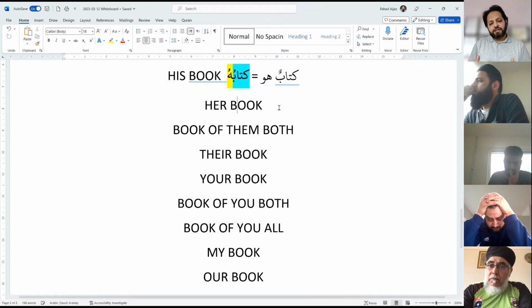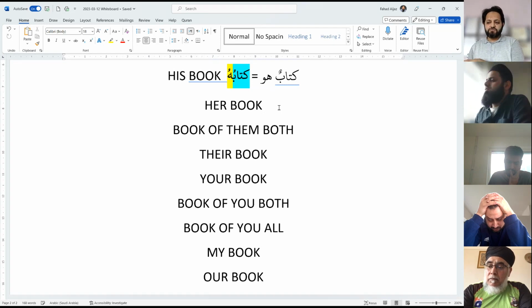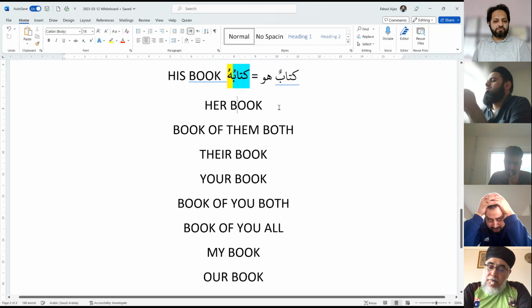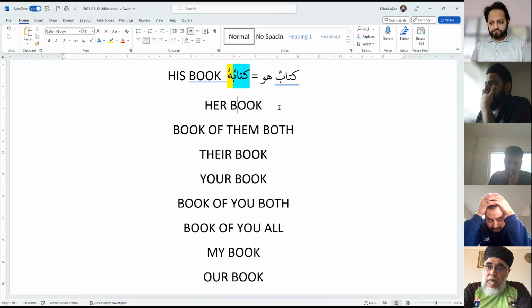A different way of writing it would be book of his, the way we used to do when we were studying the jar, and we said the word after of is jar. Now you're getting more advanced. In English, it would not make sense writing book of his. But this is all about showing the possession. Idafah is showing the possession. Whose book is it, basically? That's the question you're answering.